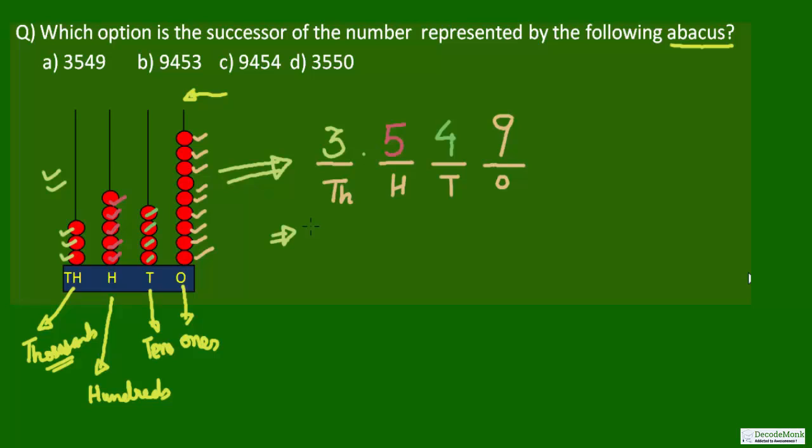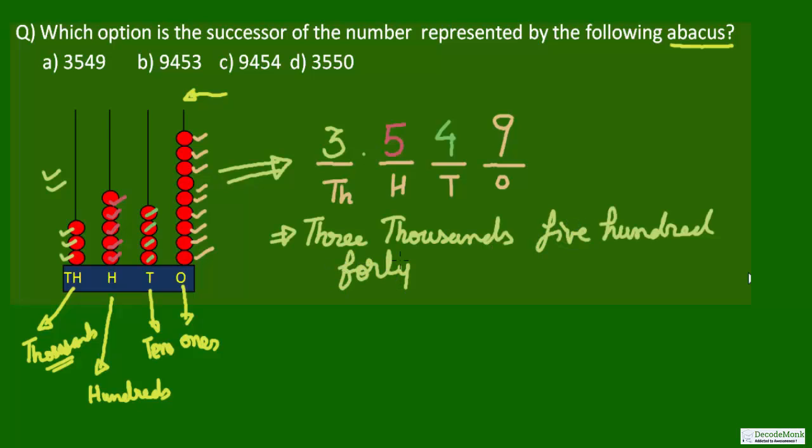Why am I telling you in such detail? Because the question may be of any type and you may be asked to answer in various formats. Like you may be asked to just tell the number represented by the given abacus. Then you should be able to write that in figures as well as in words. So the number represented by the abacus in words will be 3 thousand 5 hundred and 49. So now I hope you have understood how to infer the number represented by any given abacus.